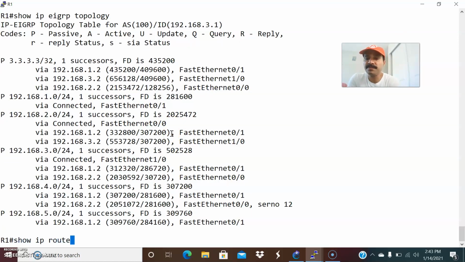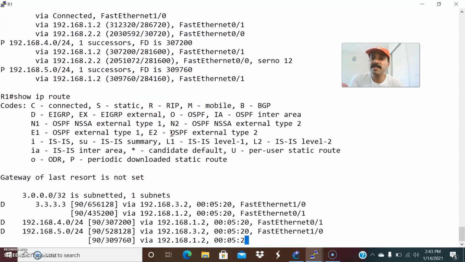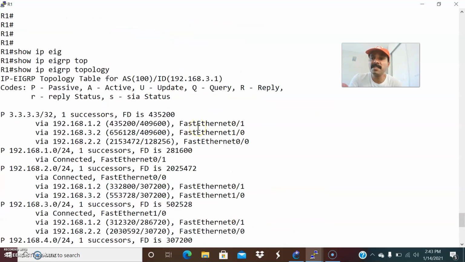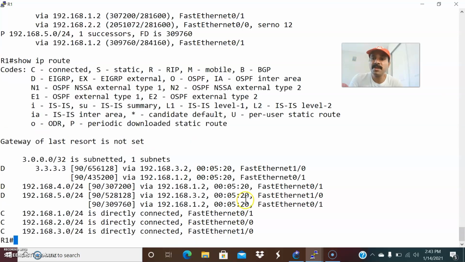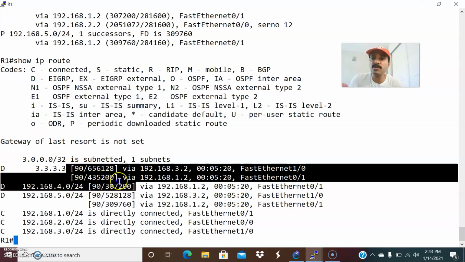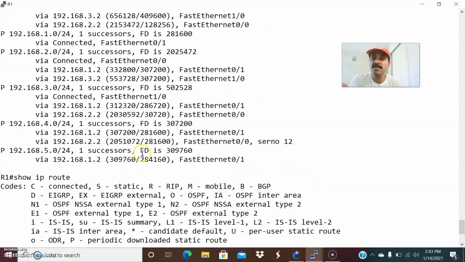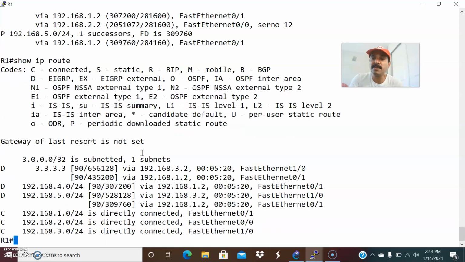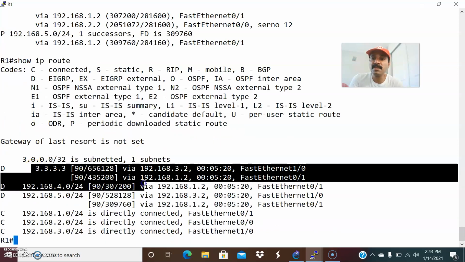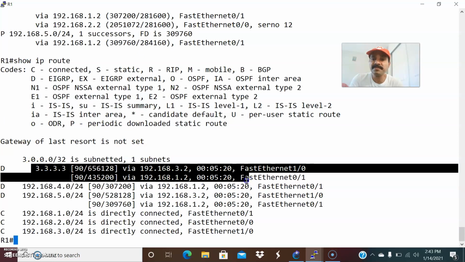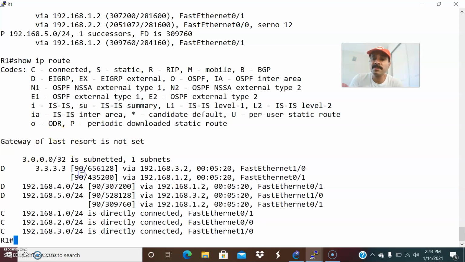Show ip route. The routing table contains only the best routes, and that is the only difference. The topology table is showing all three paths, but in the routing table you are seeing only two paths. Why? Because it will always push only the best routes into the routing table. That is the reason it is showing only the two best paths in the routing table. So these are the best paths. First is the AD, where AD is administrative distance, and this is the FD. The least FD will always be placed in the routing table.